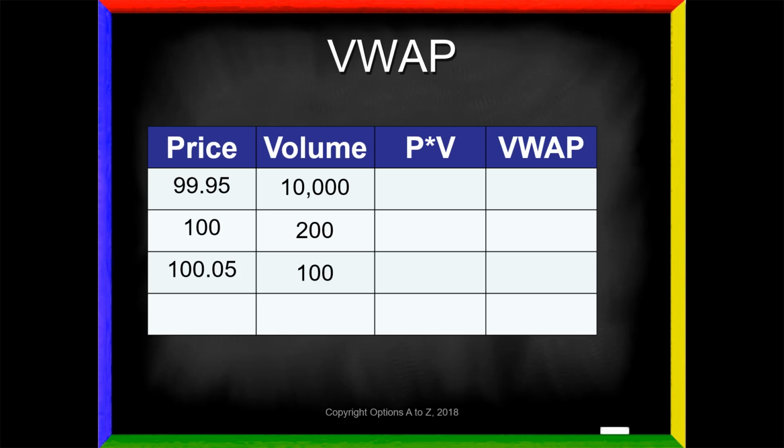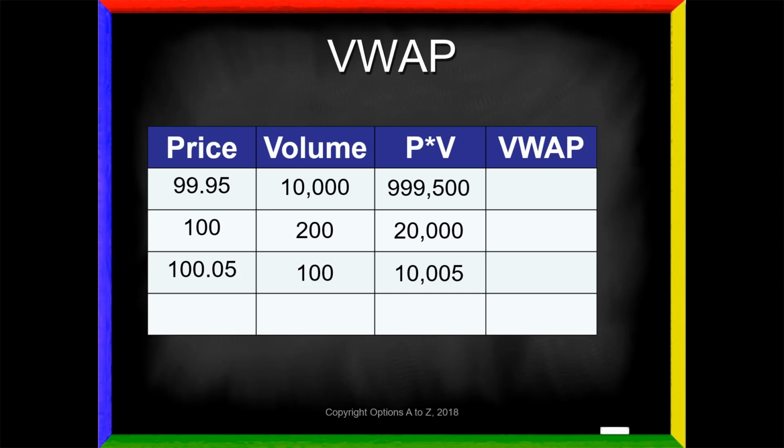So how do we calculate VWAP? Exactly like we did for the tests. We're going to take the price times the volume. So let's take a look at the first trade here. Multiply those two numbers out. We're going to get 999,500. Second trade, 100 price times 200 shares would give us 20,000, let's just call them points. And then for the third trade, 100.05 times 100 would give us 10,005.